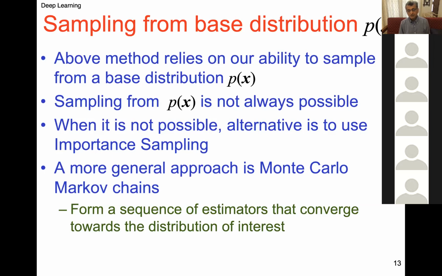When it is not possible, an alternative is to use importance sampling. So we have to study a method called importance sampling. How do we generate samples? A more general approach is Markov chain Monte Carlo, which again is exemplified by Gibbs sampling.